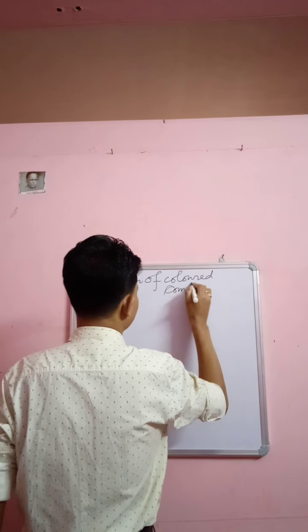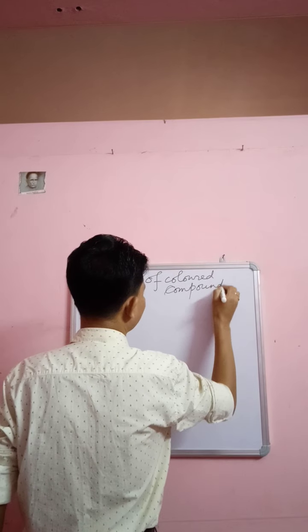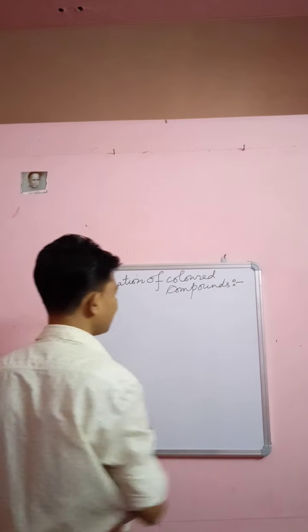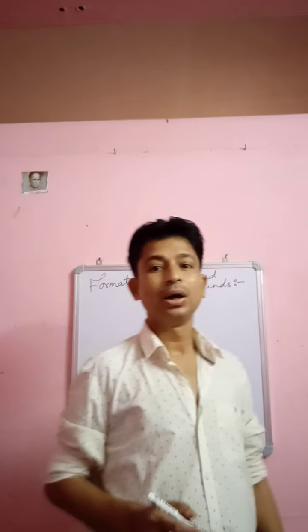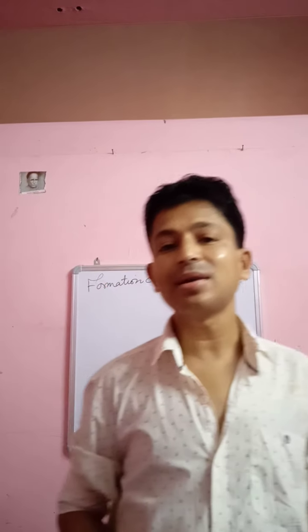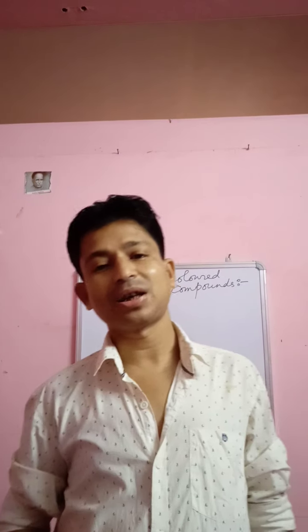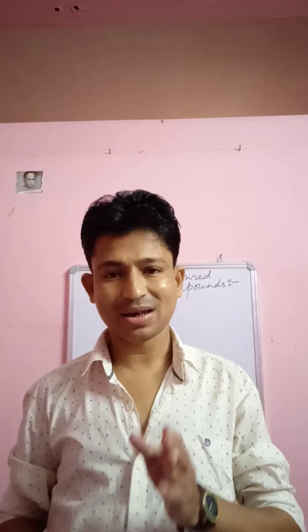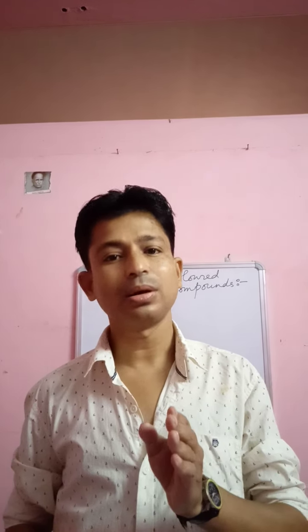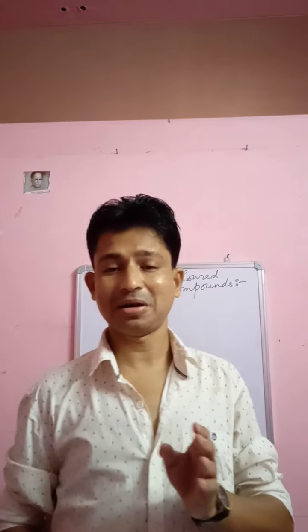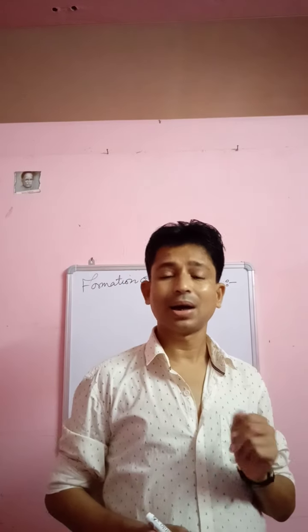that the transition elements form colored compounds. Why do transition elements form colored compounds? Because of d-d transition. There occurs d to d electron transition from one d orbital to another d orbital. So because of d-d transition, the transition element containing compound shows color.